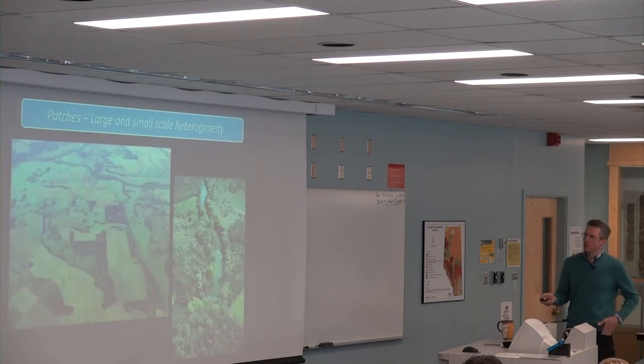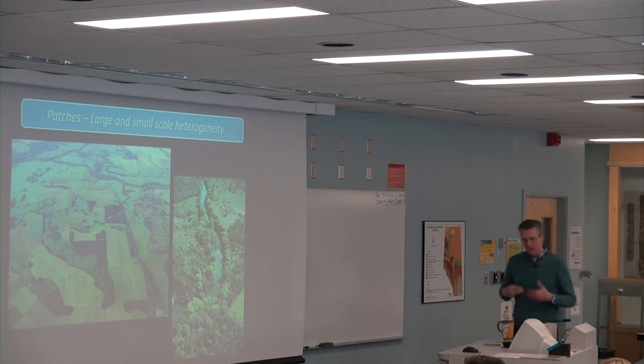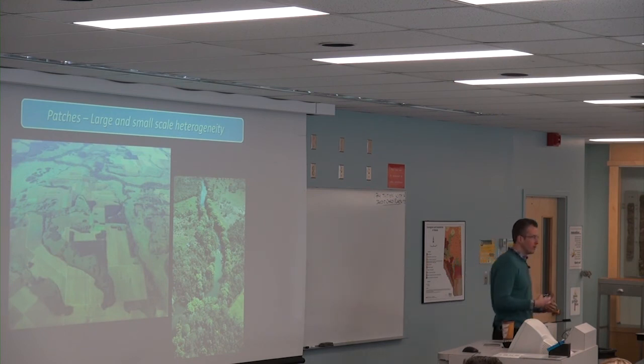And so what we can do with geostatistics is two things. We can look at patches. We can just look at the size of patches for different ecosystem properties, such as nitrogen availability. And we can think that there could be large and small scale heterogeneity. And what we need to do is measure what is the heterogeneity in natural sites versus what we're building on reclaimed sites.